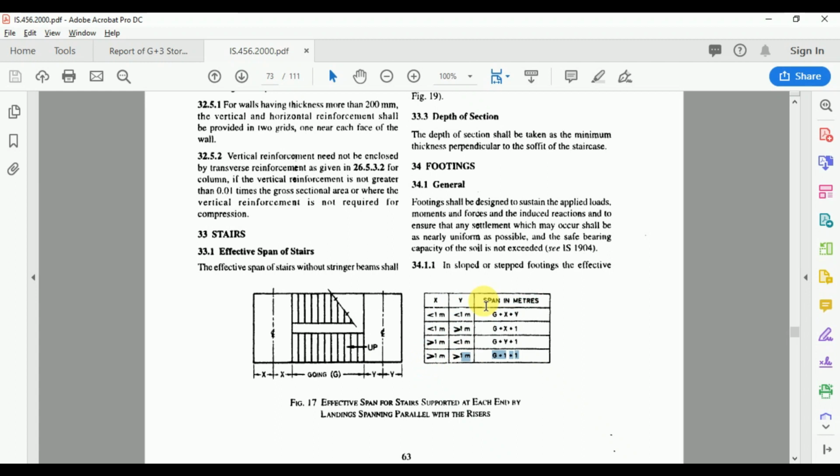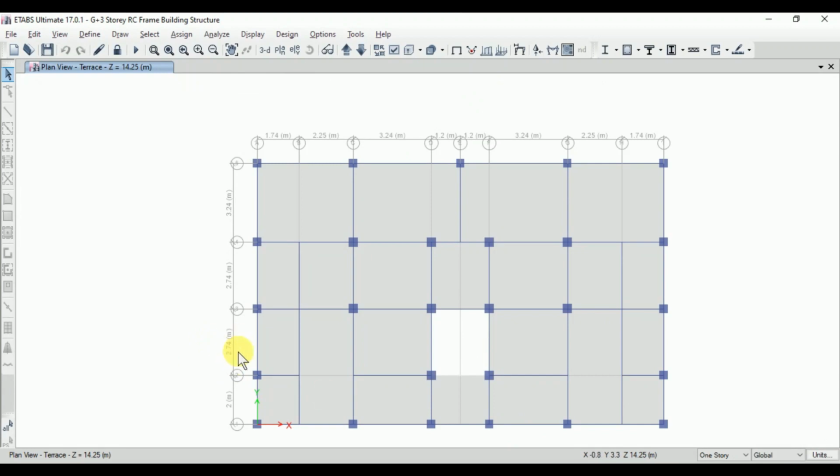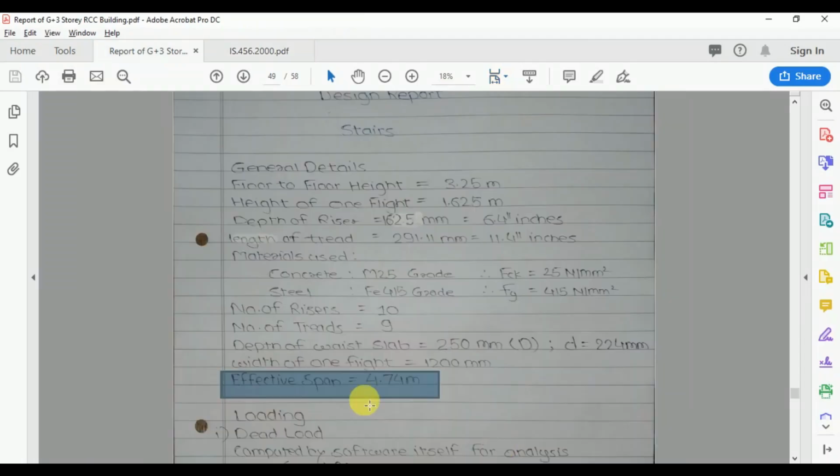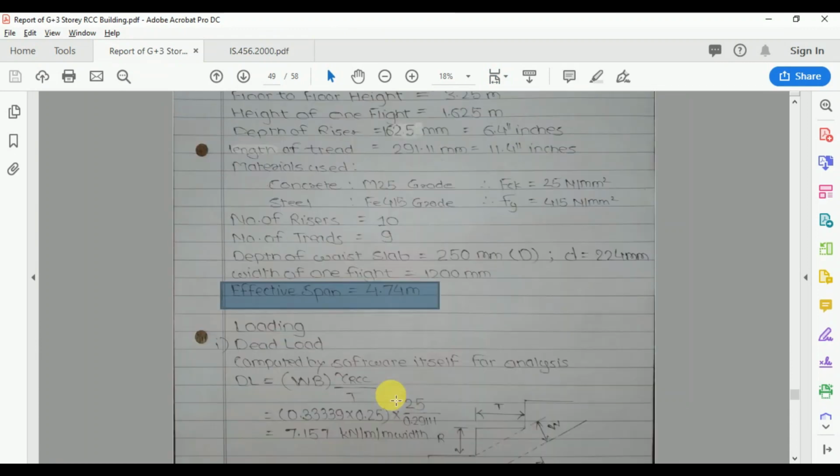Hence the effective span of our staircase is G plus 1 plus 1, that is going plus 1 plus 1. Our going is 2.74 meter, hence our effective span is 2.74 plus 1 plus 1, which is 4.74 meter. This is the way you need to consider the effective span for your staircase. So the effective span is 4.74 meter.